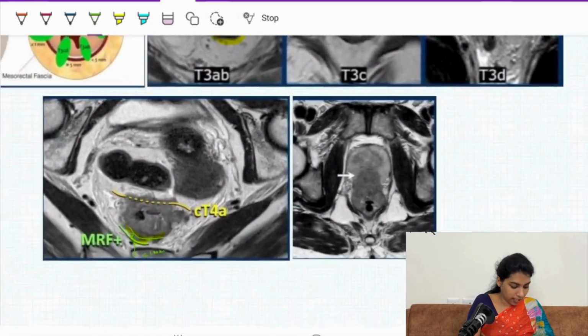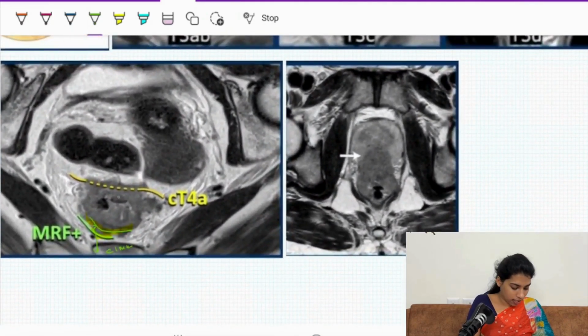So we can see that this is an anterior wall CA rectum, right? And it is involving the fascia anterior to it. So this becomes the involvement of the peritoneum, which is a T4A disease. And in the second case, you can see that this is the tumor signal, which is involving the prostate. So this becomes a T4B disease.